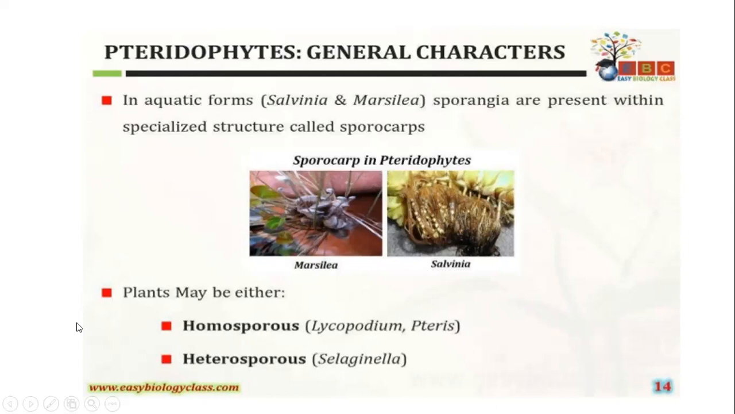In the Selaginella genus, two types of spores come from the sporangia: some spores are large in size and some spores are small in size. We call them microspores and megaspores. Am I clear? The spores which are very small in size we call microspores, and the spores which are larger in size we call megaspores. Since two different types of spores are formed, that genus is called a heterosporous genus. Girls, is it understandable so far?